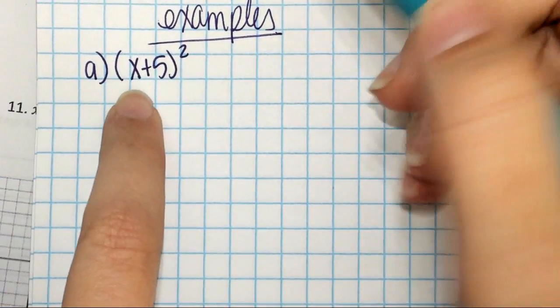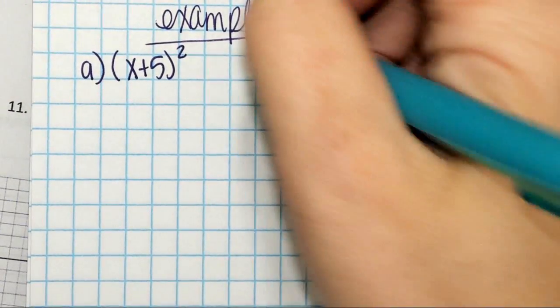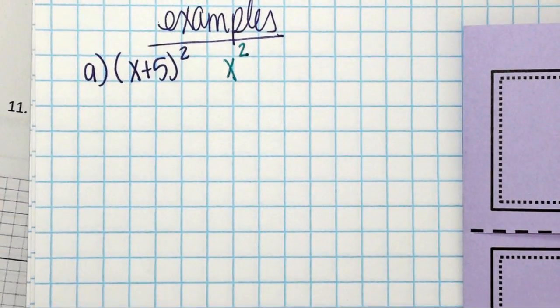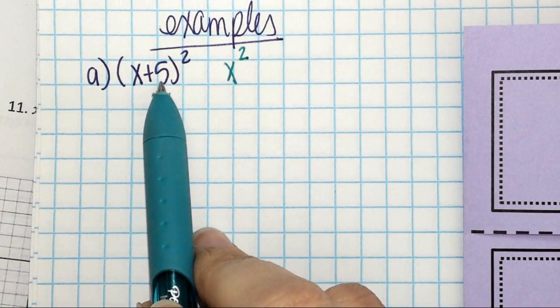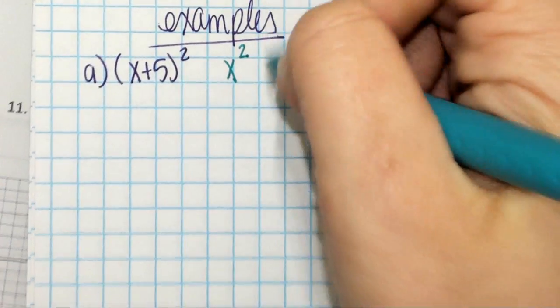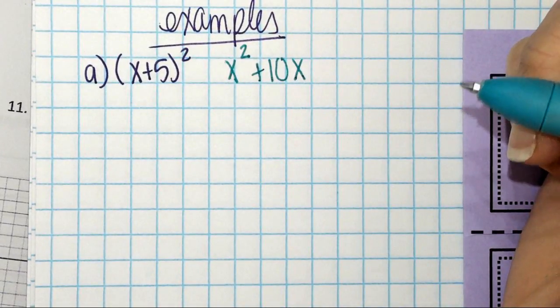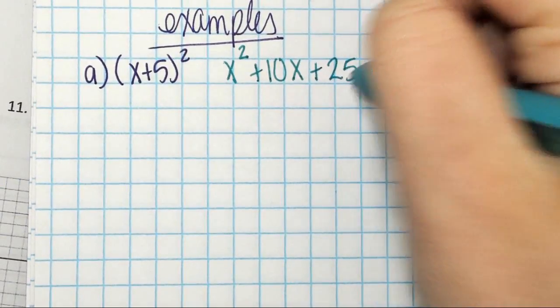Alright, so the first thing you do is you square the first term. So if you square x, what do you get? X squared. Because 1 times 1 is 1, so it's not 2x squared, it's just x squared. Then you multiply x times 5 and you get? And you have to multiply it by 2 and you get? And then you square 5 and you get? 25.